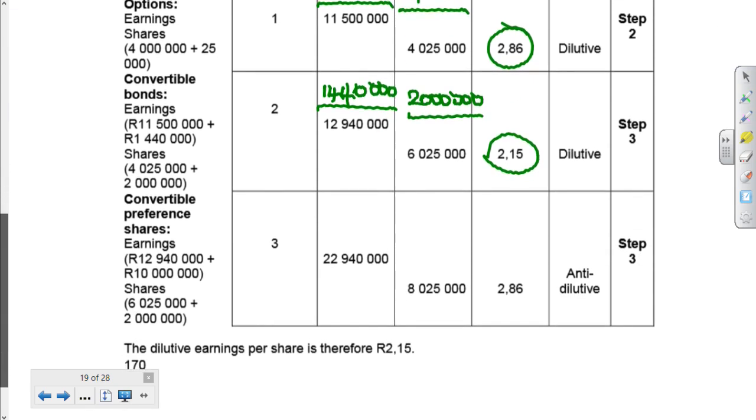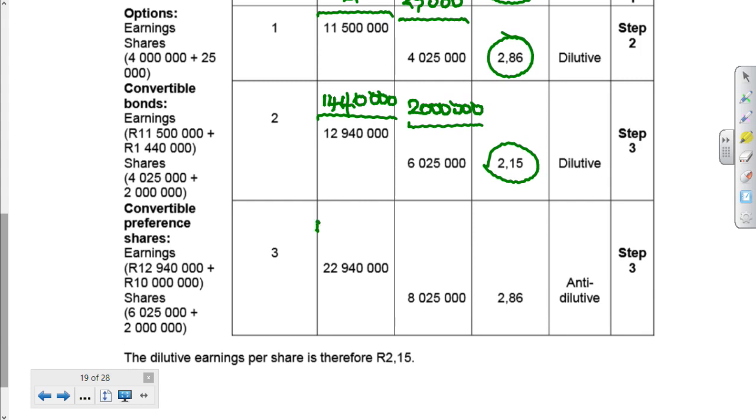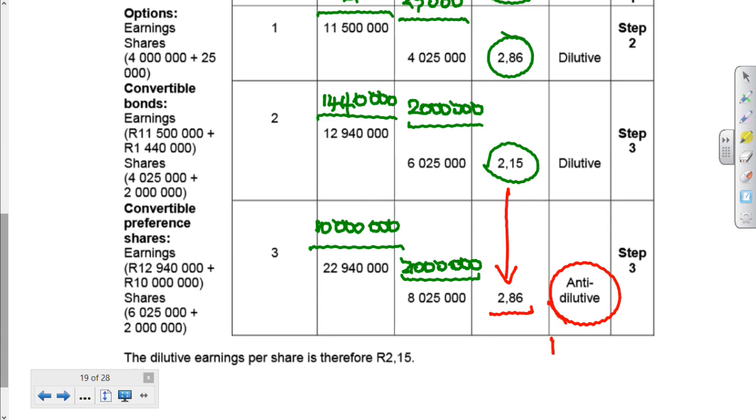Now I do my prefs. Now my prefs are going to make this number go up by 10 whopping million to 22, and this number is only going to go up by 2 to 8. When I do my prefs, look what happens. My number's going up, isn't it? Is that maximum dilution now? That's the dilution if I put all my instruments in. But is that the maximum? No, what's the maximum? The 215 is the maximum, isn't it? So this one is anti-dilutive. So when I get anti-dilutive instruments, I ignore them.